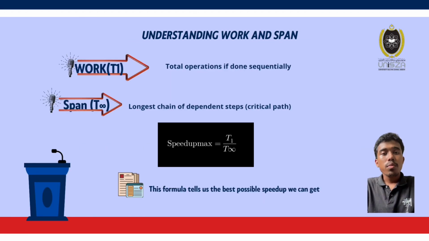To understand parallel performance, we need to look at two key terms. Work T1 is the total number of operations if everything is done sequentially. Span T infinity is the longest chain of dependent steps, also known as the critical path. The best possible speed up is calculated by dividing T1 by T infinity.